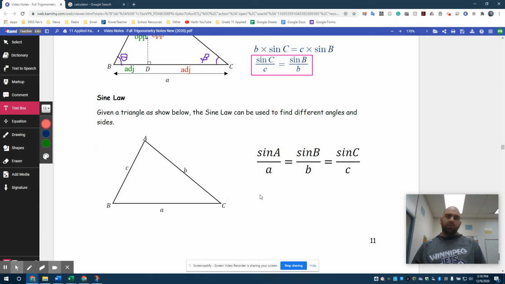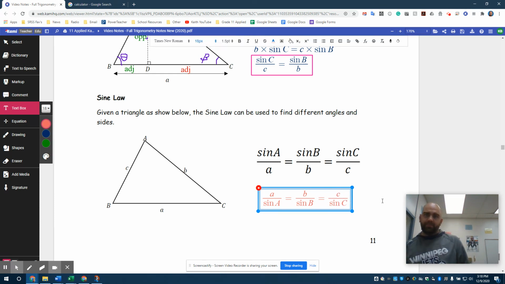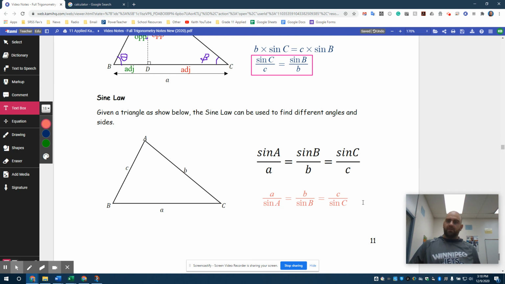Now, you'll notice here we have the sines on top. We can also flip that around if you want to do sine A is equal to B over sine B, which is equal to C over sine C. This equals exactly the same thing. Okay, these are equivalent. It works exactly the same way. It all depends on which one you want to have on top.